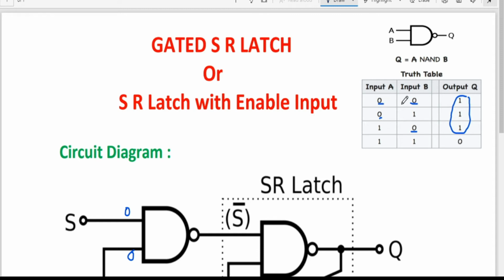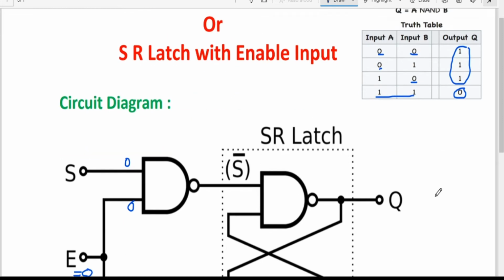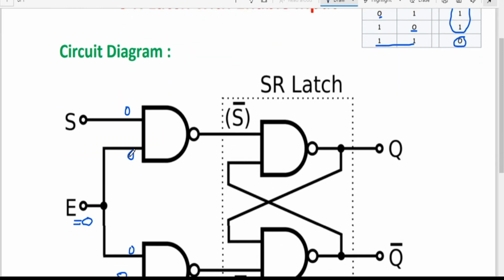When both A and B are low or either A or B is low, the output of the NAND gate is going to be high only. And when both the inputs to the NAND gate are high, the output is going to be low. This is the functioning of a NAND gate. Now when enable input is 0 and the inputs coming from S and R are also 0 0, the output of the NAND gate will always be high.